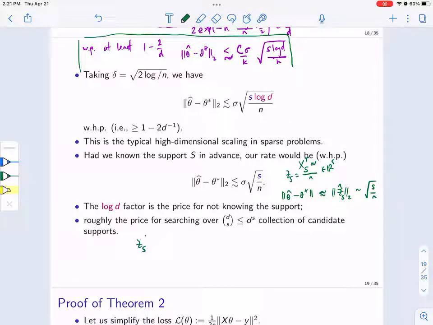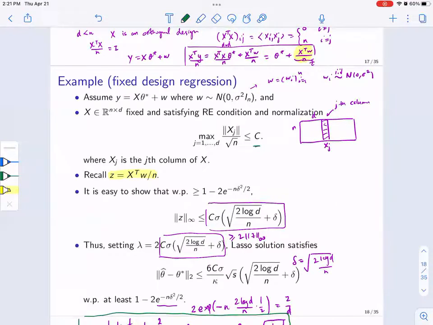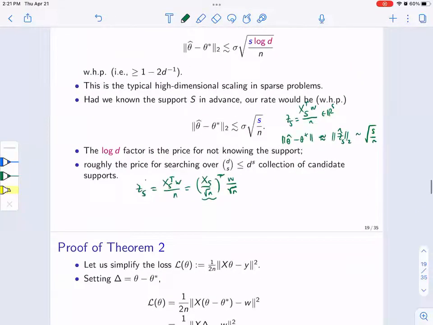So ZS is XS transpose W over n. So it's XS divided by root n, transpose W over root n. And this is like the assumption that we have here. So they're bounded by a constant. So you can think of them as one. So they have unit norm. And then you can show that the L2 norm scales like root S. Do it as an exercise, actually sigma root S. So that's the more or less optimal thing that you can do.